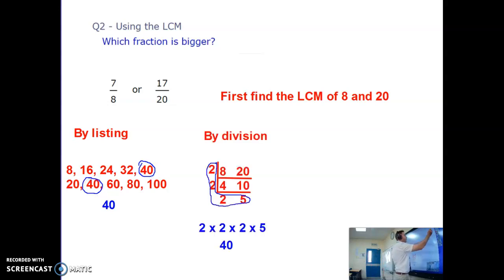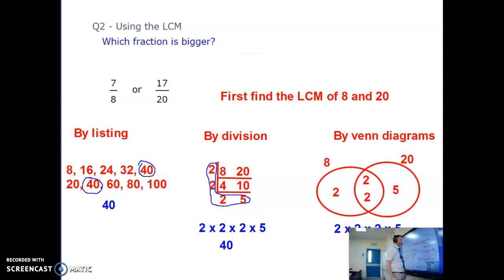You might use the division method for this, and you say, okay, what goes into 8 and 20? 2 does. 2's into 8 go 4, 2's into 20 go 10. Then they divide by 2 again. Both of these numbers divide by 2 again. So then we get 2 2's and 5 2's. And then there's no number that goes into 2 and 5 other than 1. And so then we multiply 2 times 2 times 2 times 5. That's the division method. If you've seen that one, that's great for lowest common multiple.